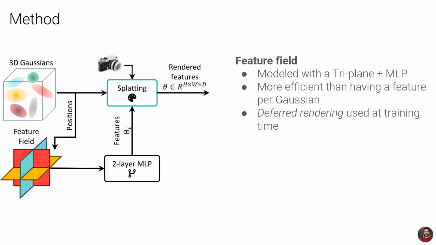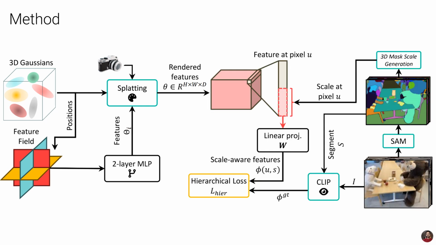We model the feature field using a triplane representation, which we find to be more memory efficient than assigning a feature to every Gaussian. Finally, we propose hierarchical supervision as a training strategy. For every segment, the scale is used to pick a subset of features, which are then projected back to the original feature dimension, and then supervised with the CLIP features. This strategy distills information from multiple scales into the same feature field.